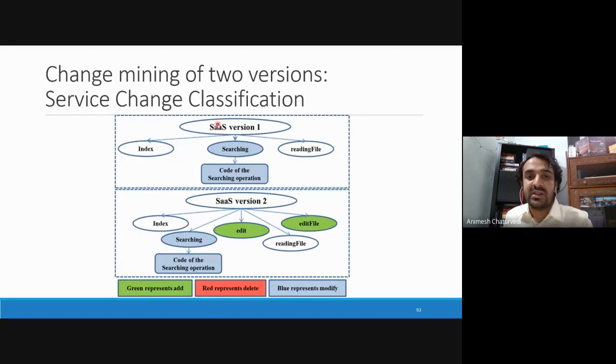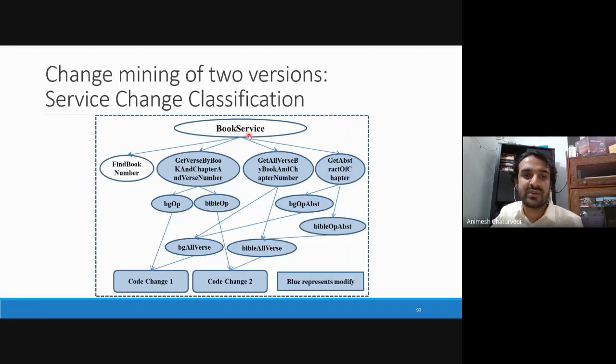Next, this is software as a service version 1 that we developed ourselves. It has a searching operation that first does the indexing of the words or the information of the files, and then searches those files in the database, and it helps you read the file internally. There is a small modification in the code of the searching operation. It is represented like this: the blue part is modified, and the two operations edit and edit file were added, represented in green. So this is the version 1 to version 2 change.